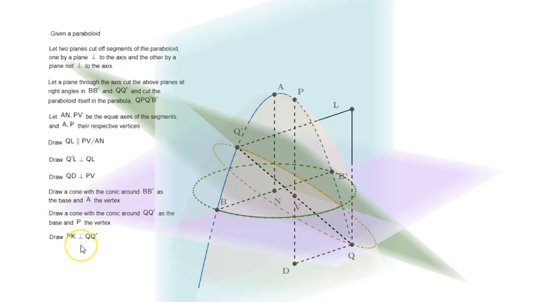Okay, so now draw PK perpendicular to QQ prime. So let's draw PK.